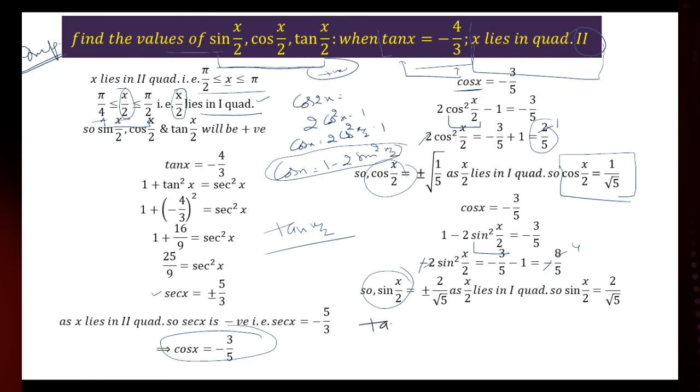So as you know, tan x by 2 is sin x by 2 upon cos x by 2. And what is the value of sin x by 2? 2 by root 5. And cos x by 2 will be 1 by root 5. So if I simplify them, this will be cancelled. So the value of tan x by 2 will become 2.